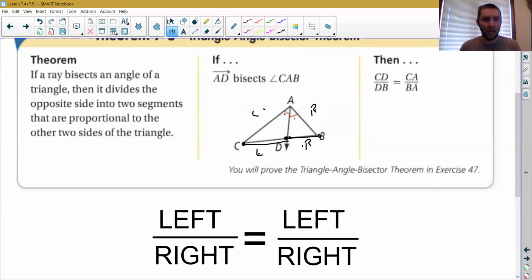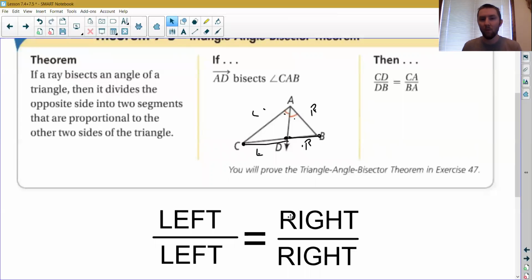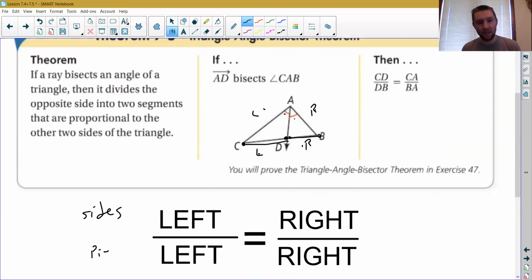It's also okay, from the properties of proportions that we looked at back in 7.1, to switch these two things around, and we can go left over left and right over right, as long as we go maybe the side lengths on the top and the pieces of that third side on the bottom, or it could be the other way around. It doesn't really matter. There are a lot of ways to set up these proportions. I think it's probably easiest just to go left, right, but you don't necessarily have to do it that way. You can go left over left, right over right, as long as they match up.